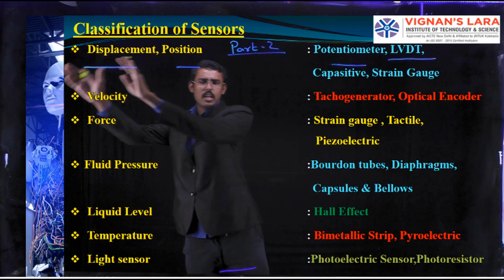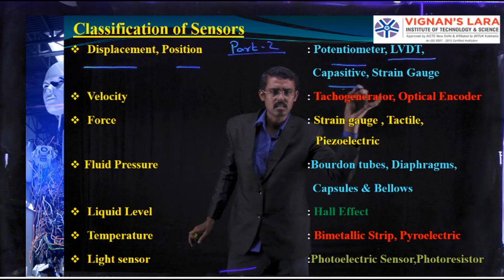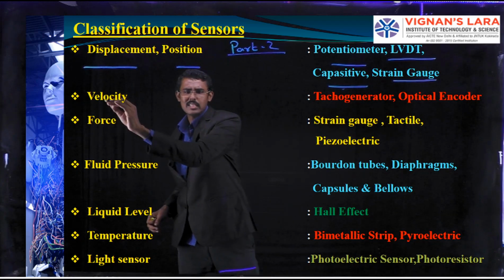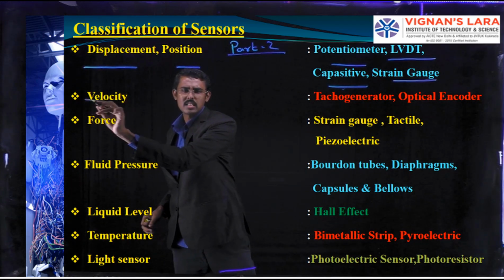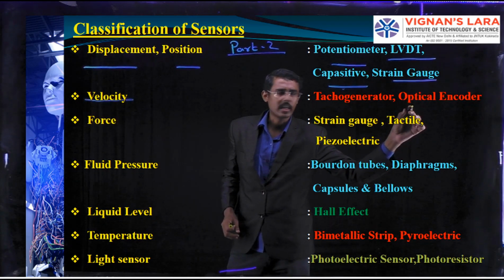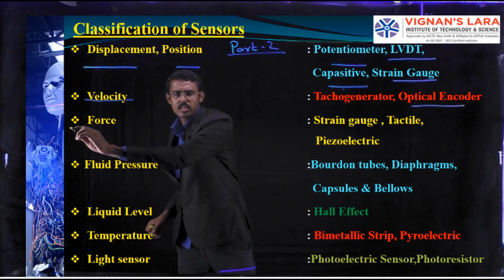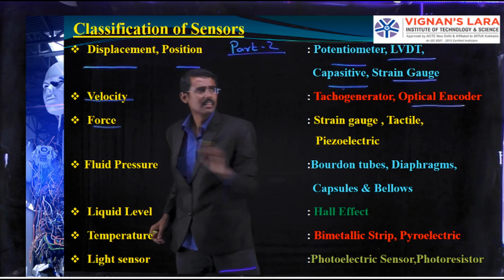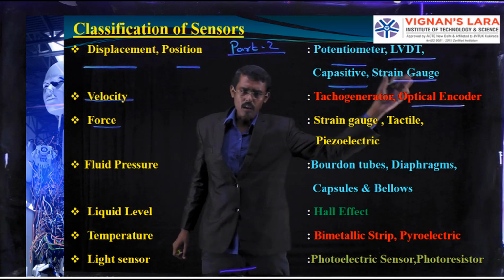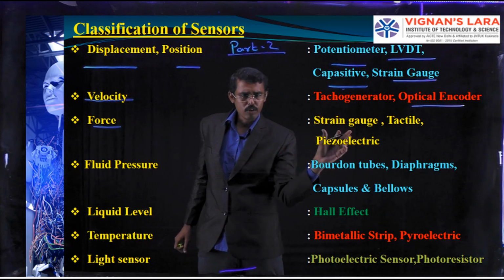In displacement, we have seen the potentiometer and LVDTs, and also the capacitive sensors and the strain gauges. Later, in the velocity sensors, we have seen the tacho generators and optical encoders as types of sensors. Then in the force measurement system, the same strain gauge system can be used for displacement, and also to identify force and pressure.